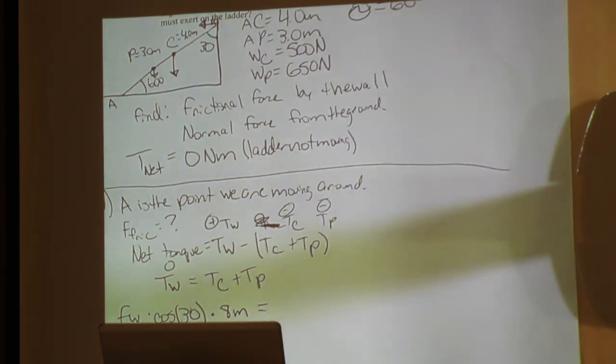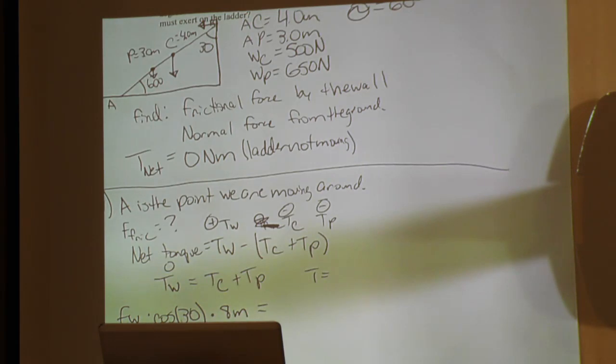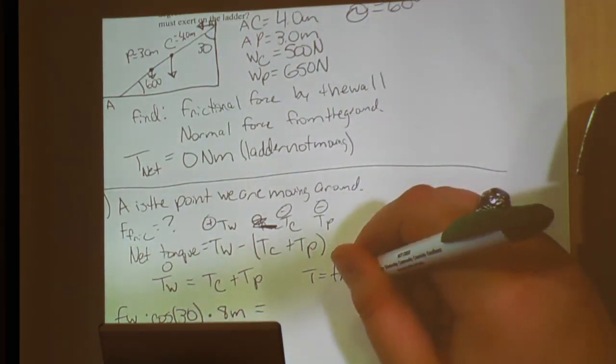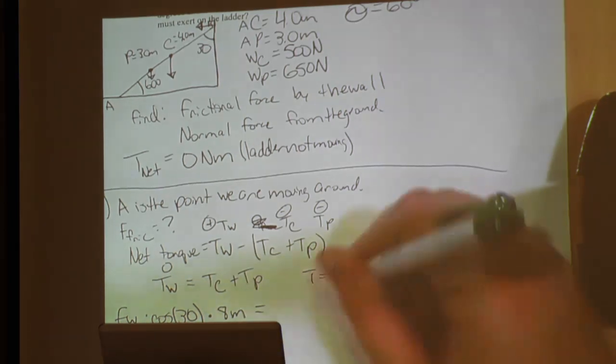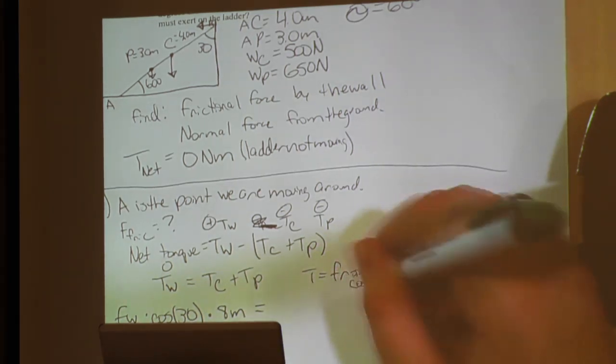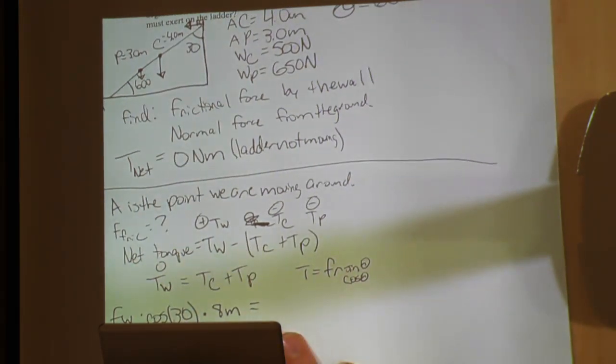I have to write the formula. So if torque is equal to FR times either sine or cosine of theta, depending on which angle we're using, how would we set that up for the ladder?